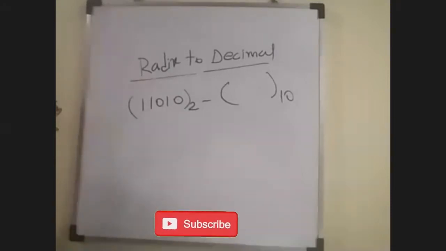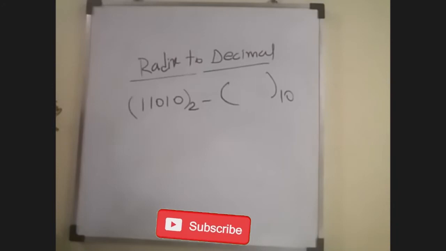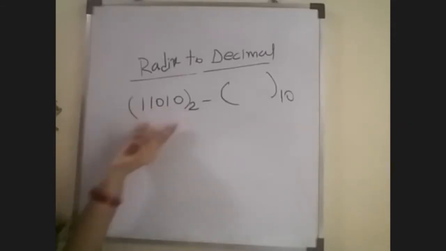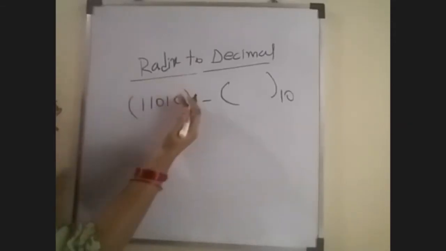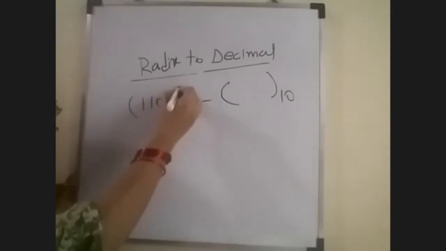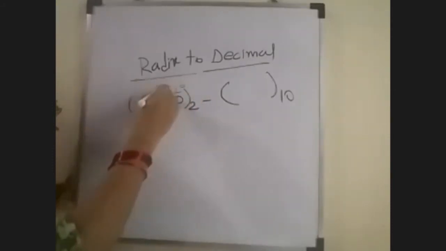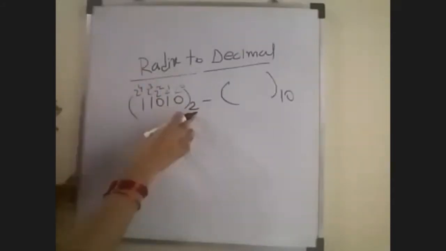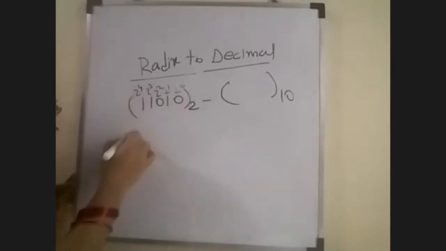How will you convert any radix to decimal? In the previous classes we discussed it. Converting any radix to decimal is nothing but expanding the number in the power series and adding all the terms. From right to left, this one is 2 power 0, 2 power 1, 2 power 2, 2 power 3, 2 power 4. This is the power series of that radix, and you multiply each digit.